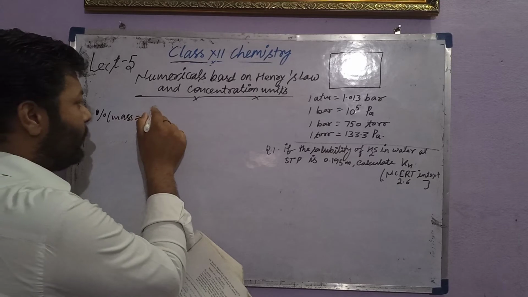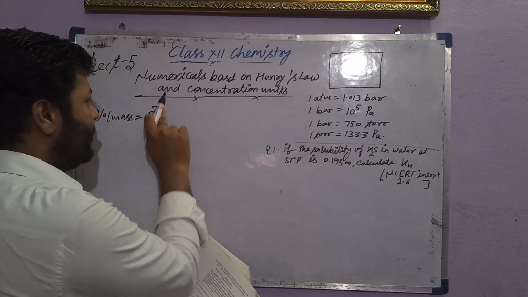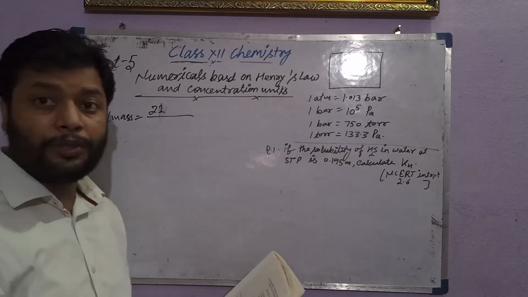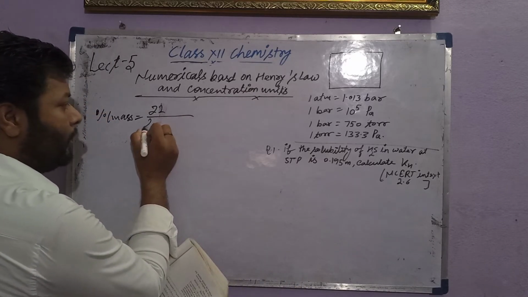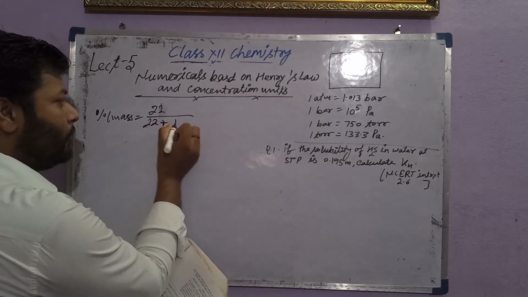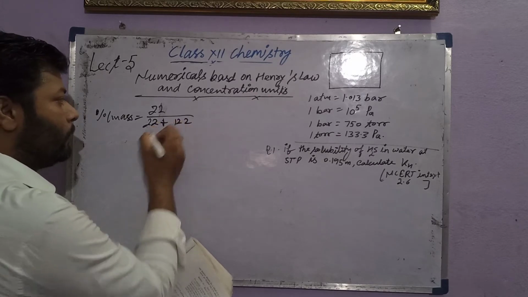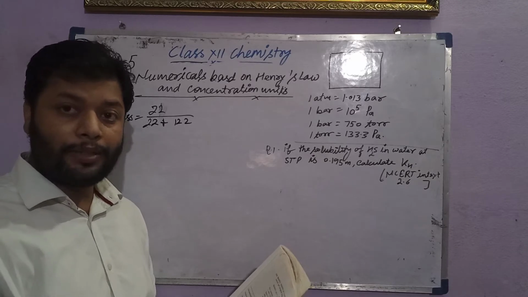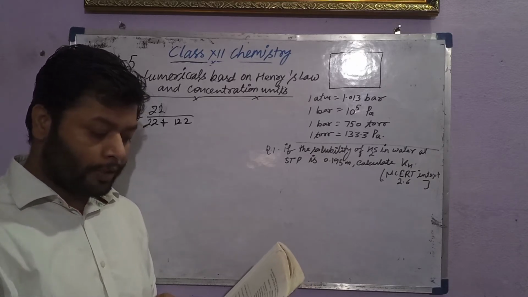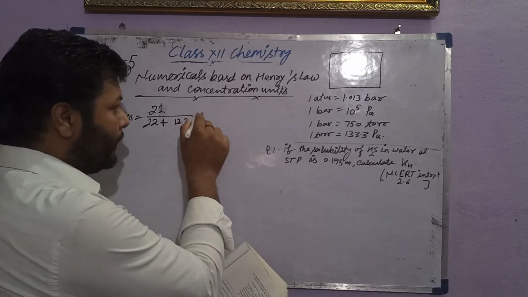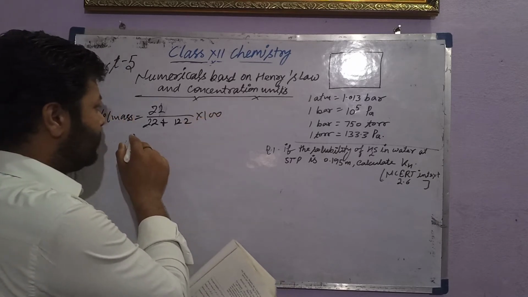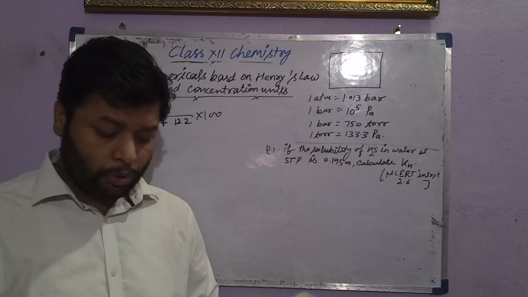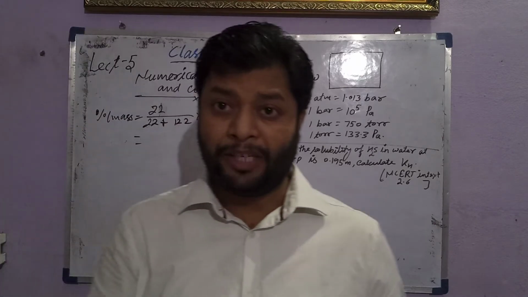So the mass percentage can be calculated as 22 gram of benzene, the mass of benzene upon the mass of solution. The mass of solution will be 22 plus 122, because mass of solute plus mass of solvent will be the mass of solution. So 22 over 22 plus 122, into 100. To get the value in percentage, you have to multiply by 100. So that will be the mass percentage of benzene.